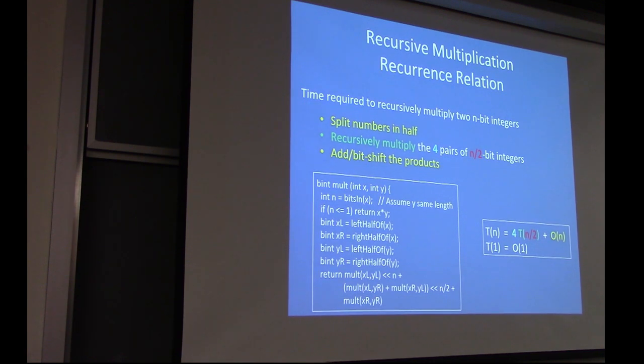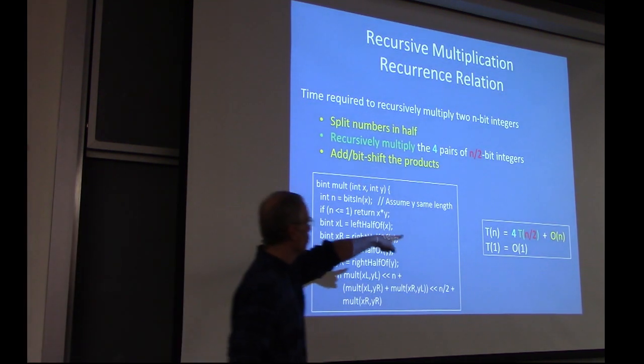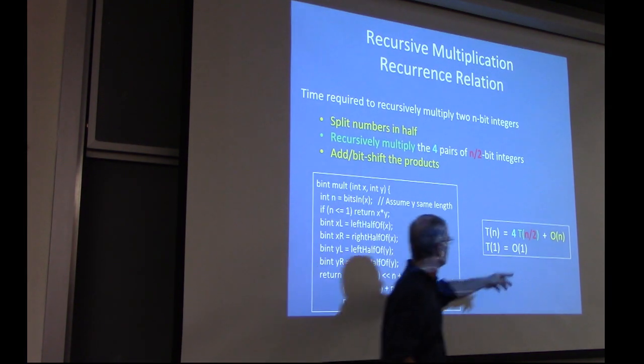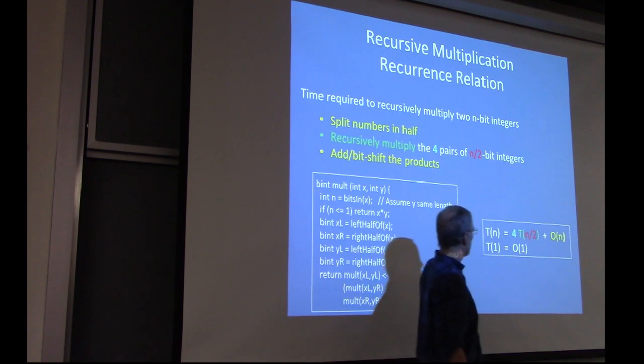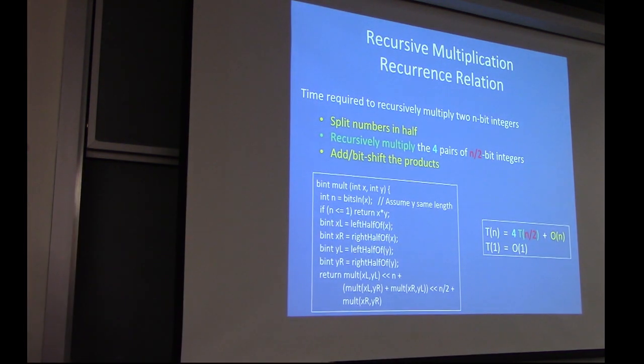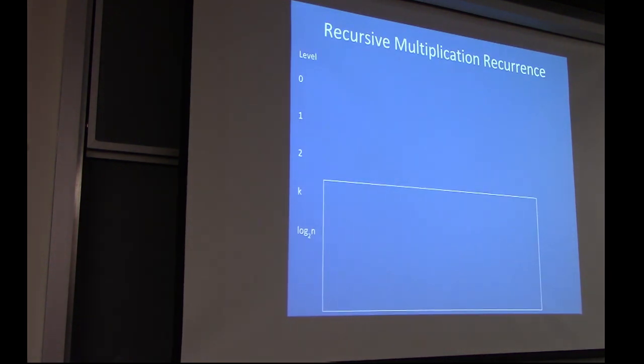Okay, here's our recursive multiplication, where we're splitting in half. We're making 4 recursive calls, each with a number half as big, plus some linear setup work, and the base case is constant. So that's what we just talked about before we took a break. So let's do the same exercise here.